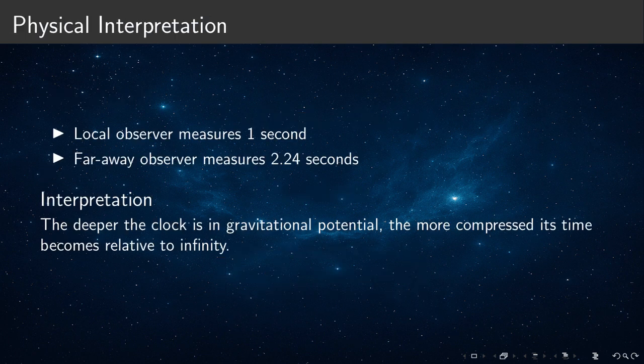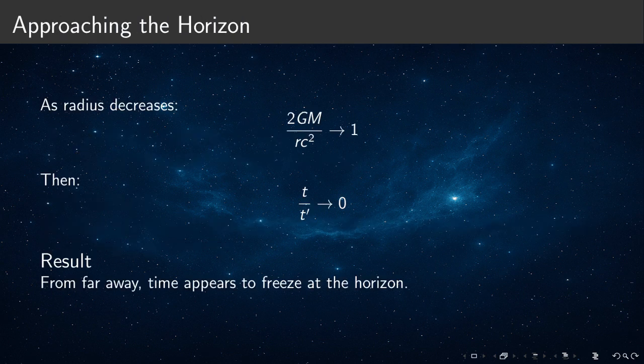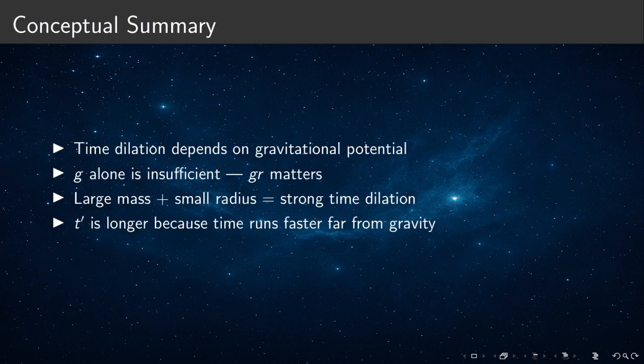Physical interpretation. A local observer measures 1 second normally. A far-away observer measures 2.24 seconds over the same interval. The deeper the clock is in gravitational potential, the slower it runs relative to distant space. Approaching the horizon. As the radius decreases towards the Schwarzschild radius, the time dilation factor approaches 0. To a distant observer, time appears to freeze at the event horizon.